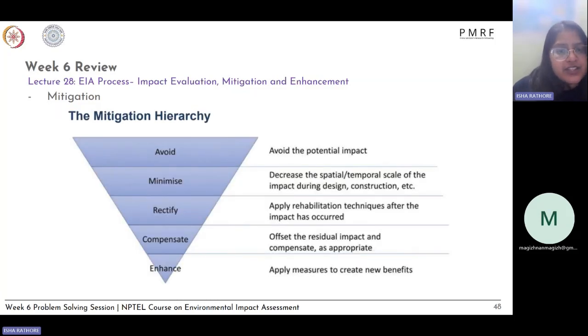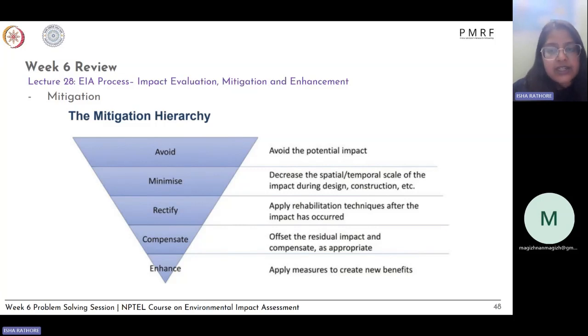We also looked at the mitigation hierarchy. So this is like a top-down approach. So you first want to avoid any sort of potential impact on any environmental parameter arising out of any development because of your project. Then you need to minimize, that is, decrease the spatial or temporal scale of the impact during the design, construction, etc.